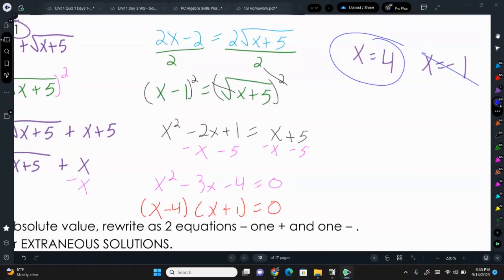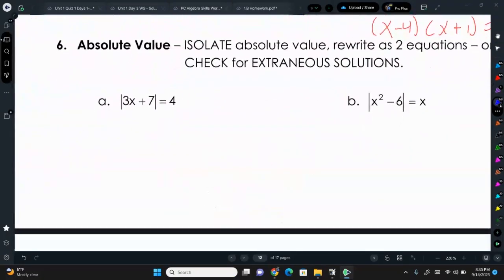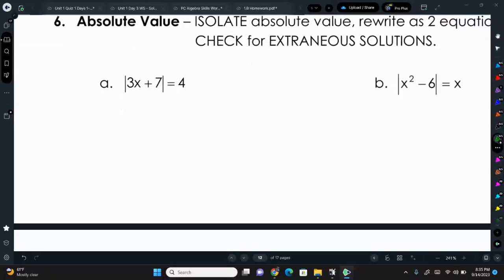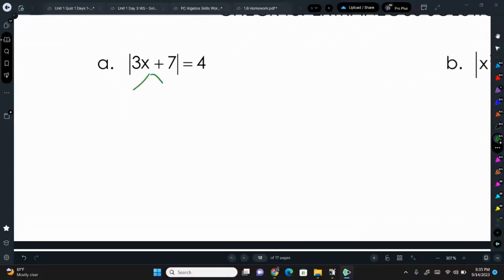All right, now absolute value equations. First, you need to manipulate the equation to get the absolute value bars by itself. Luckily for us, both of these already have the absolute value bars by themselves, but if you need to manipulate, add stuff, subtract stuff from both sides, divide stuff on both sides, we want the absolute value bars by themselves. Once you have that, you split this up into two separate equations. 3x plus 7 equals positive 4, and then 3x plus 7 equals negative 4.